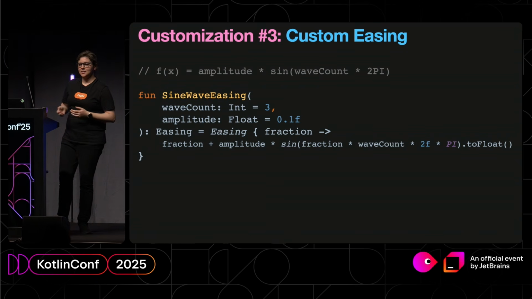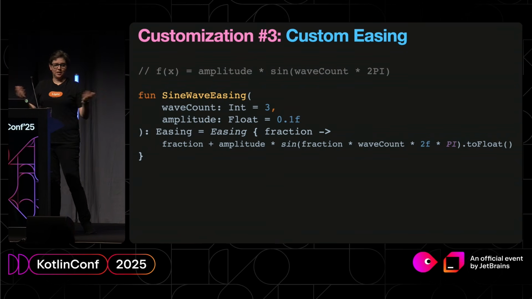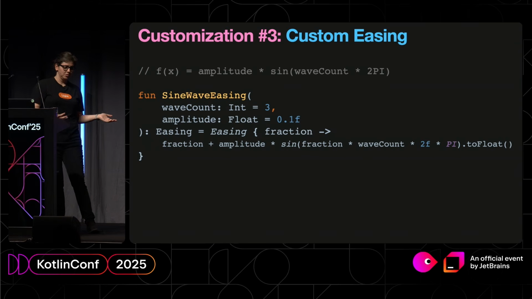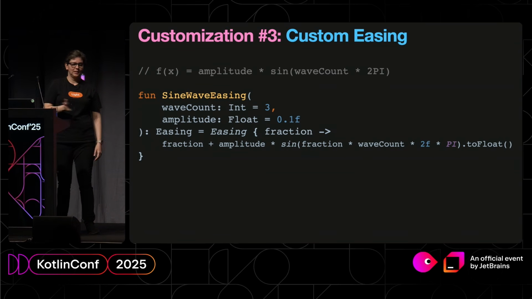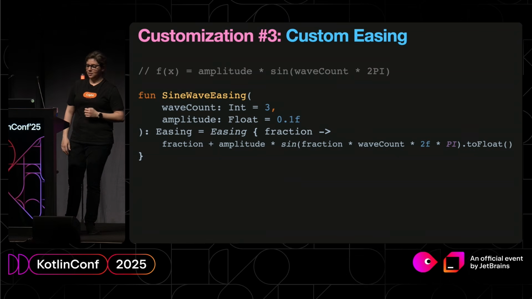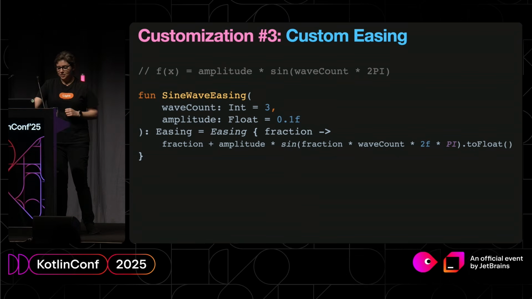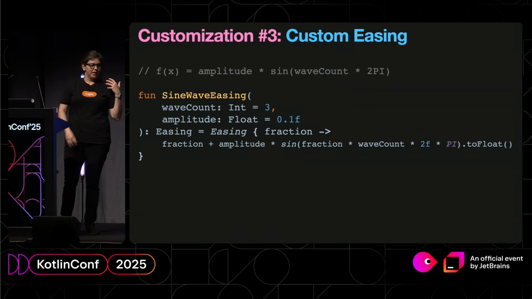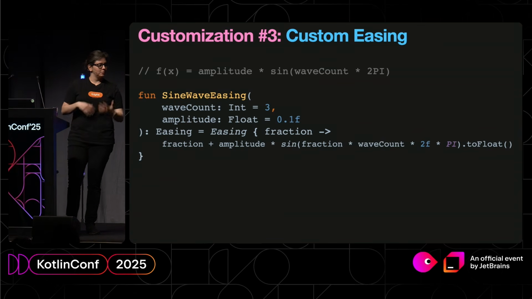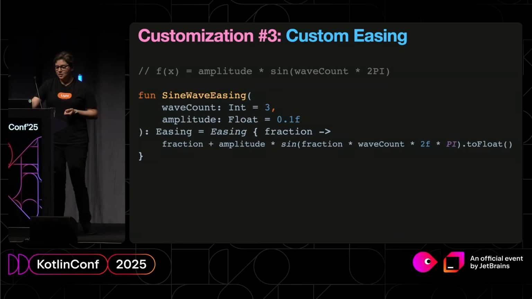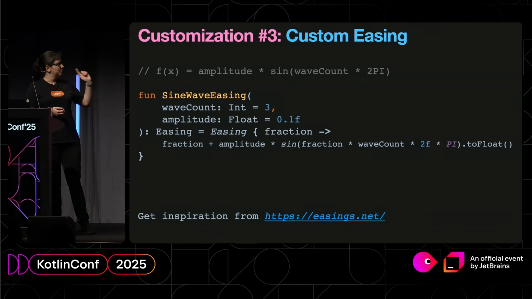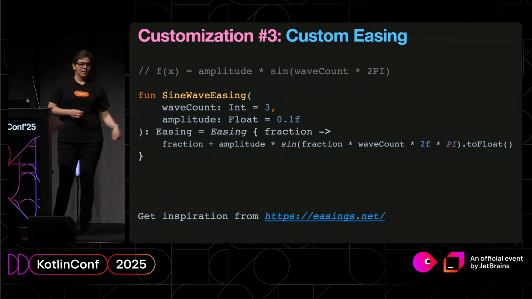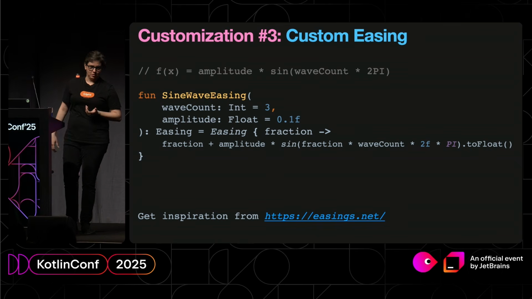And since easings are basically just another class or object, you can create function constructors, you can create them as vals, you can create them however you want, store them in a list, and just iterate through them. So that's it for custom easings. Pretty straightforward, right? And don't worry, if you're not feeling inspired about what formula you can use for these easings, there's a lot of inspiration to get from easings.net, which has a lot of formulas already available for you.